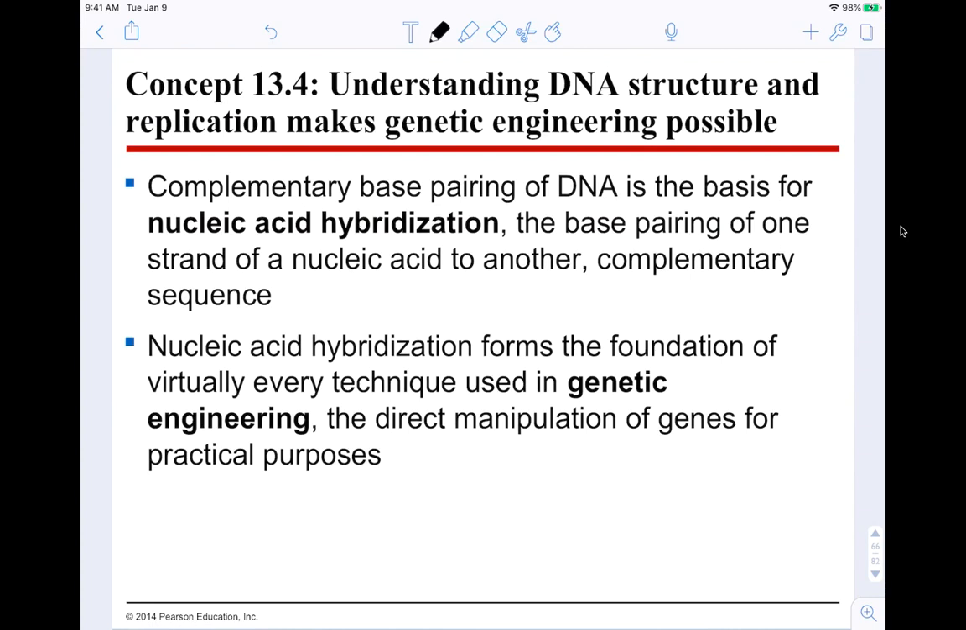So we're going to look at understanding DNA structure and the replication and how that makes genetic engineering possible. So genetic engineering is really interesting. It's so crazy. It's even over my head sometimes, the things that we are able to do with genetic engineering. So complementary base pairing of DNA is the basis for nucleic acid hybridization. So the base pairing of one strand of a nucleic acid to another in this complementary sequence. So nucleic acid hybridization forms the foundation of virtually every technique used in genetic engineering, the direct manipulation of genes for practical purposes.